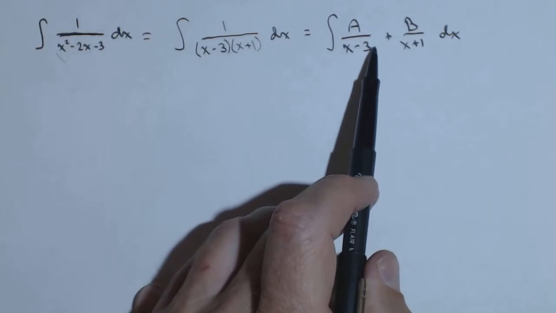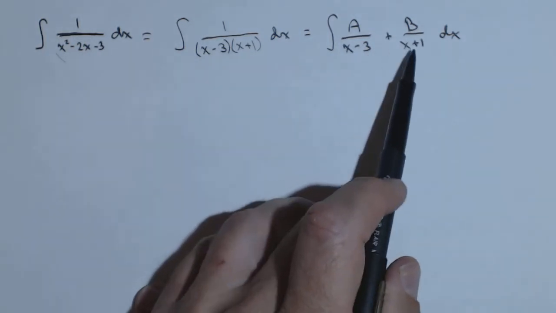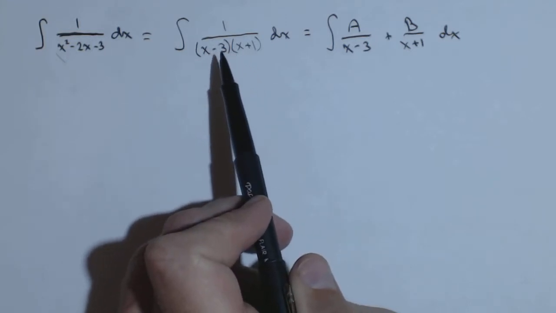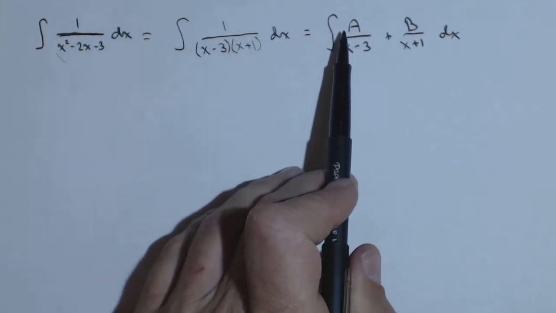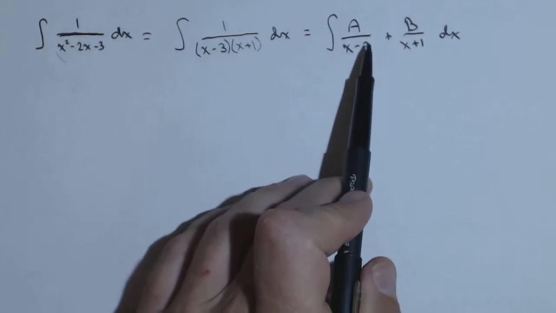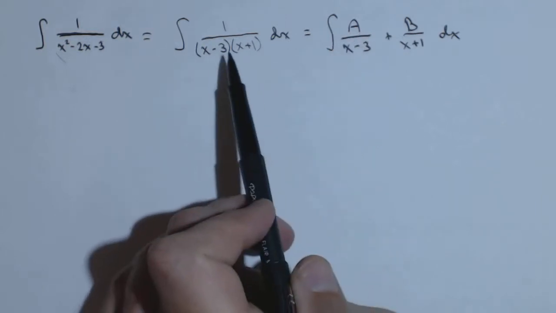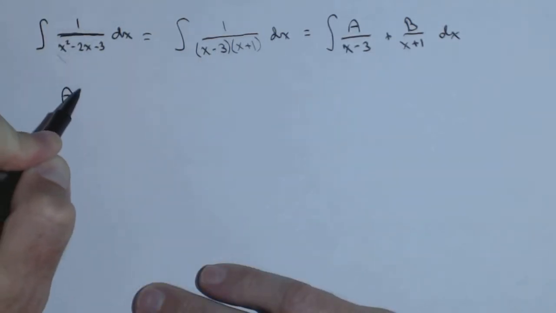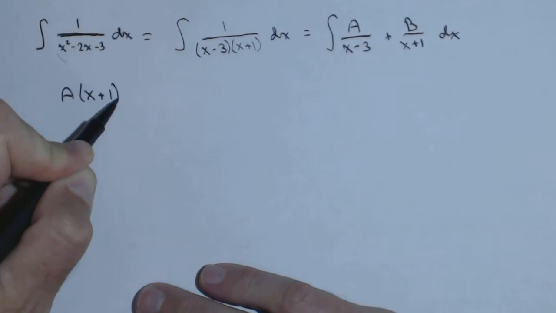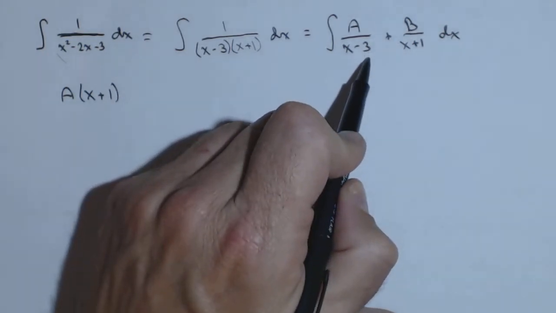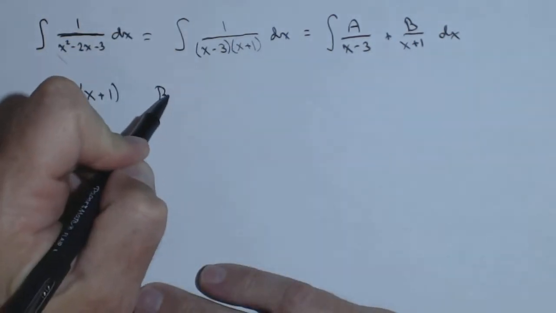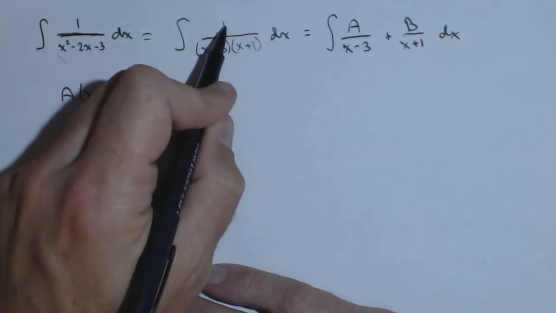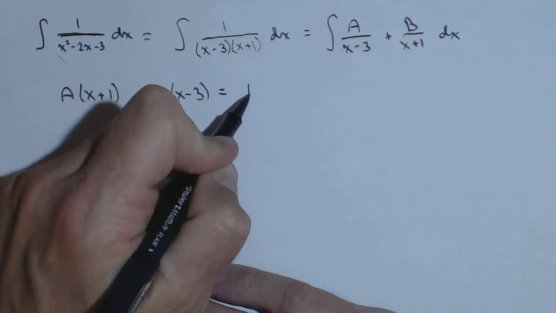Now the way we do this is we think about what it would take to add these fractions together. Well, we know what the least common denominator is. It's right here. So we need to multiply A by whatever we would need to multiply by to give this the least common denominator. So A would need to get multiplied by x plus 1. B, on the other hand, would need to just get multiplied by x minus 3. And then adding those two together should give me the old numerator, so equals 1.